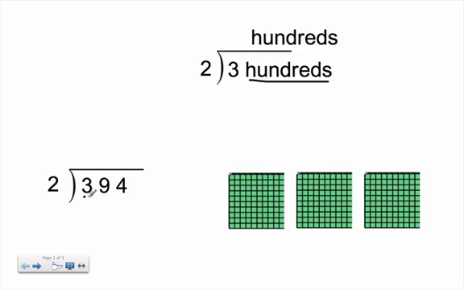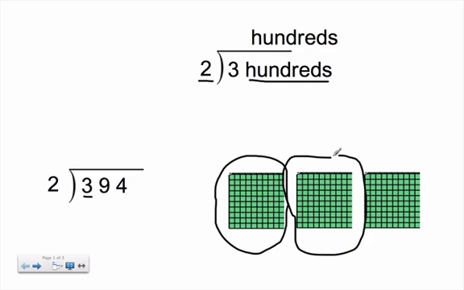I see that there is a 3 in the hundreds place. That means I have 3 groups of 100. I'm dividing those groups of 100 into 2 groups. So I ask myself, if I have 3 groups of 100, how many would go into each group if I was dividing them evenly into 2 groups? Well, I would probably put this one in the first group and this one in a second group.